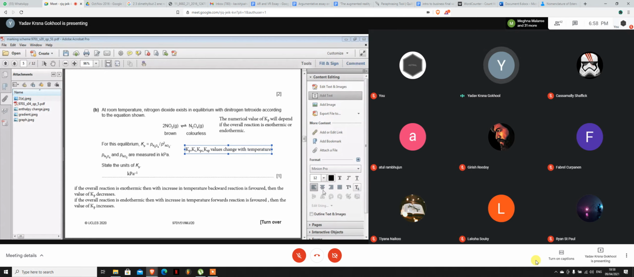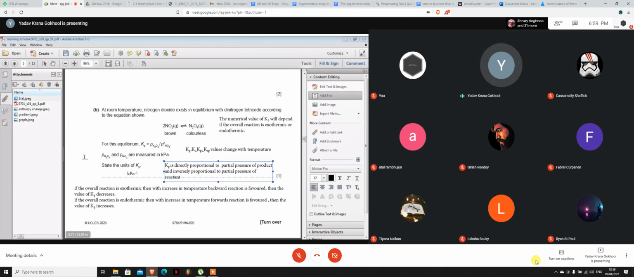Okay, we also know that Kp is directly proportional to the partial pressure of product and inversely proportional to the partial pressure of reactant.